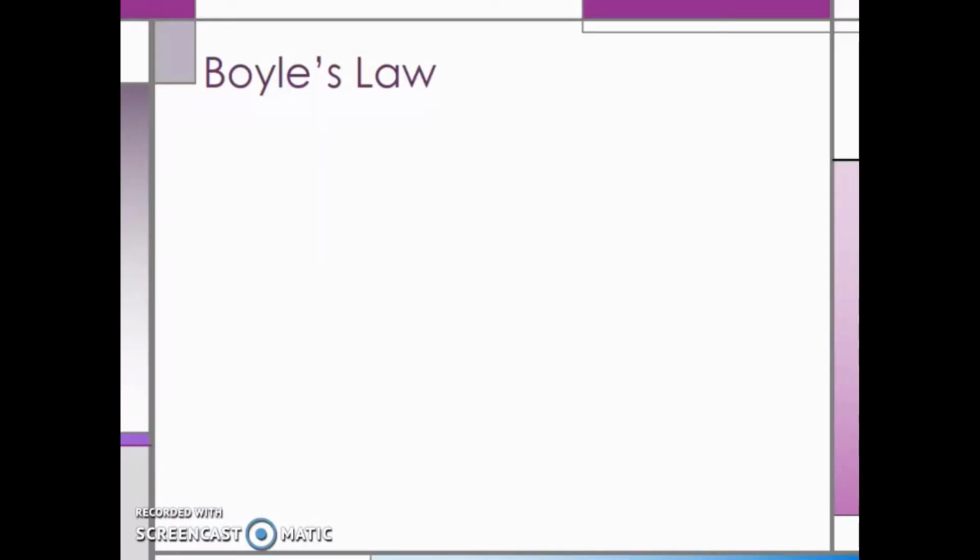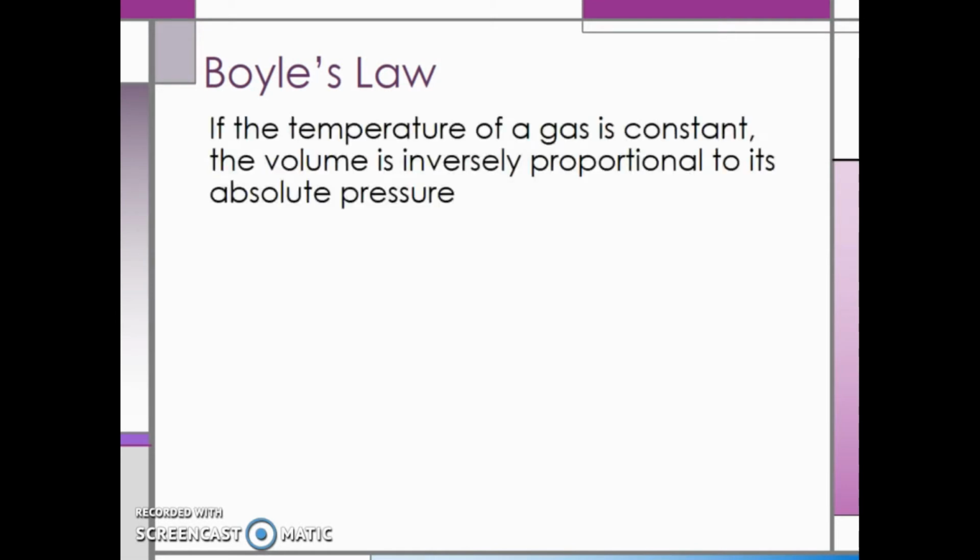In the previous video, we looked at the first gas law, Charles's law. Now, let's take a look at another gas law, Boyle's law. Boyle's law tells us that if the temperature of a gas is constant, then the volume is inversely proportional to its absolute pressure. The equation we'll be working with is new volume V is equal to the original volume V prime multiplied by the original pressure P prime divided by the new pressure P.